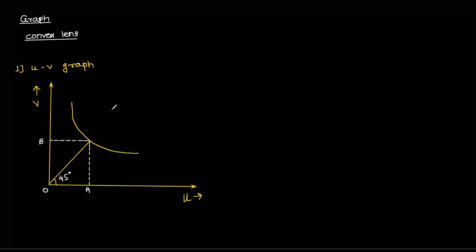And if suppose we want to find focal length from this graph, then this focal length is given by f is equal to OA plus OB divided by 4 from U versus V graph. Same like your mirror. Next graph.